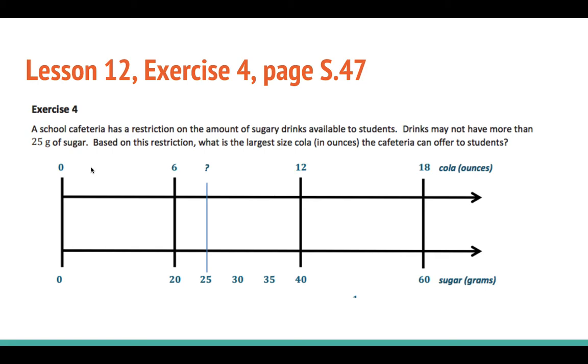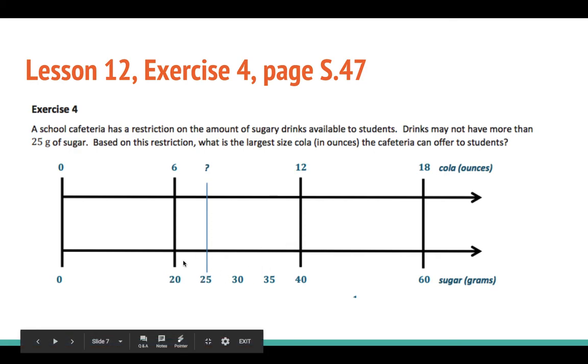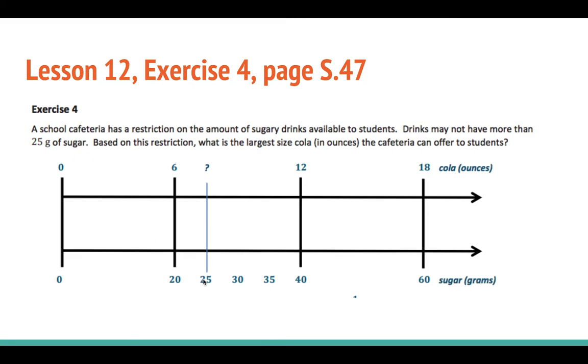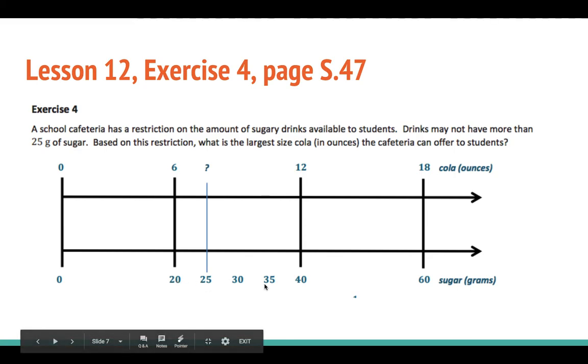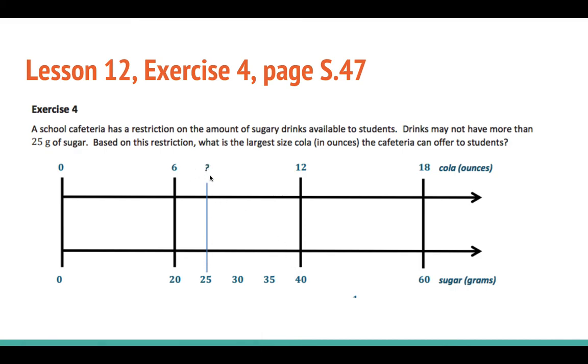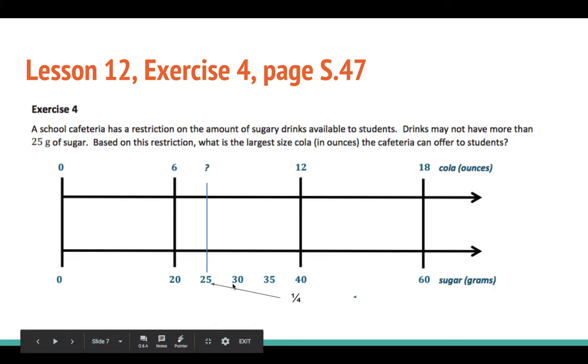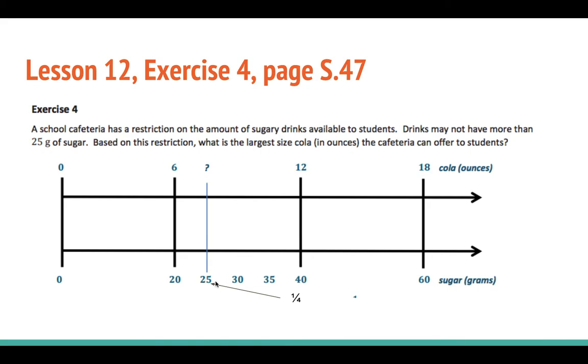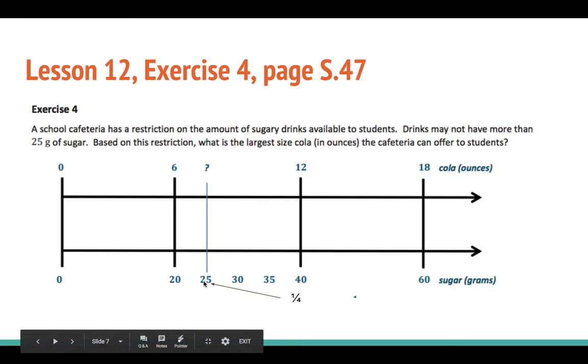We were given that students can't have drinks with more than 25 grams of sugar. So here's 25 grams. We know that we are able to divide this increment evenly by 5, because we're looking for 25 grams. So 5, 20, 25, 30, 35, 40. And now we need to know what the value is for ounces given this. So we know that this 25 is 1/4 of the way between 20 and 40. If you can see, there's the increment of 1, 2, 3, 4, and that's 1 out of 4.